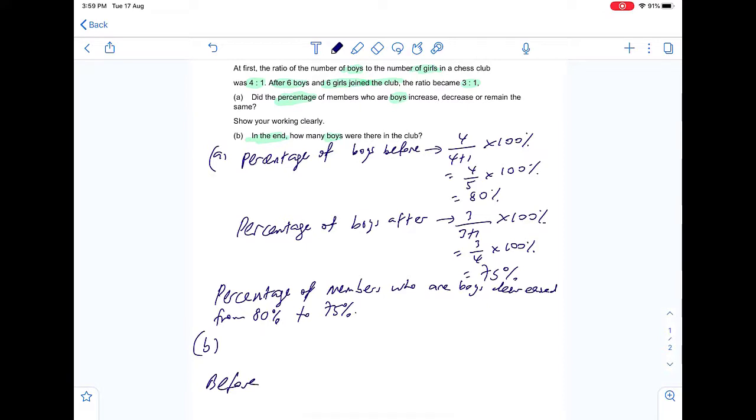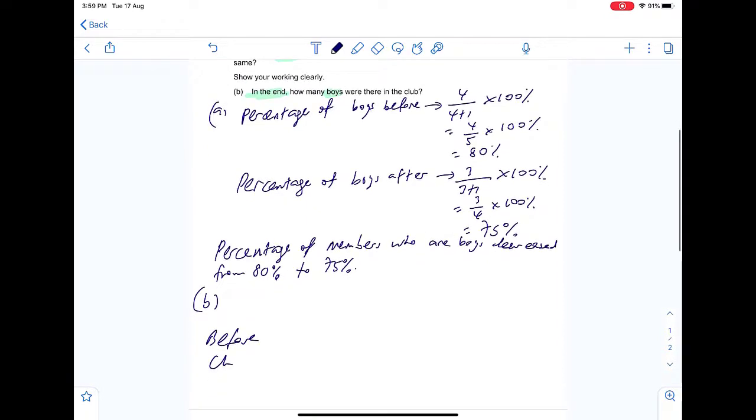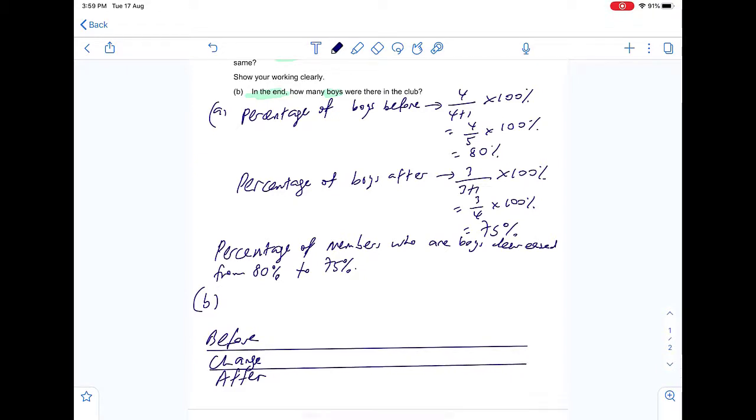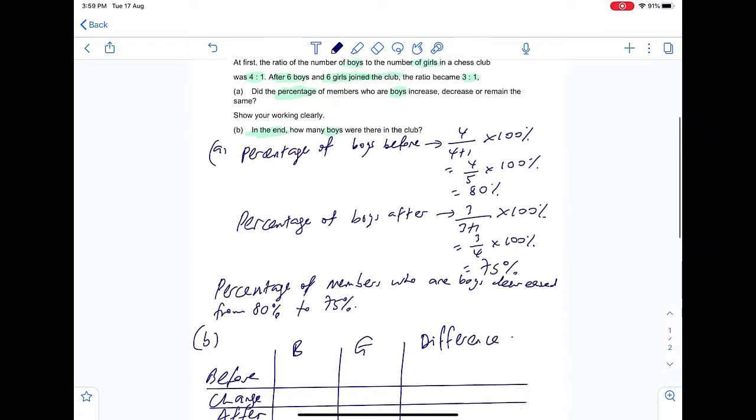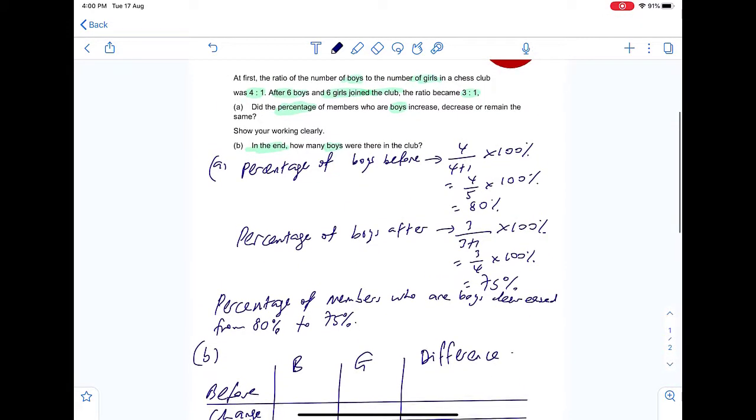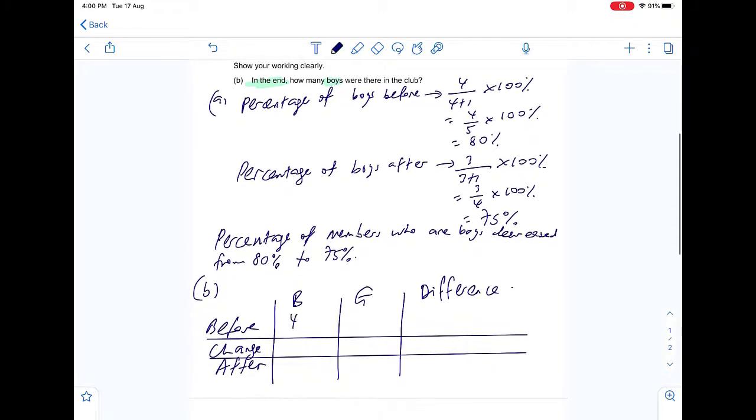Before, change, and after. And we will have of course a column for the boys, a column for the girls, and since we know the difference is the same, we will have one nice column for the difference between the boys and the girls, which must be the same. Now before the joining took place, you have 4 units here, 1 unit here, the difference will be 4 units minus 1 unit, 3 units. I got this 4:1 from the ratio given.